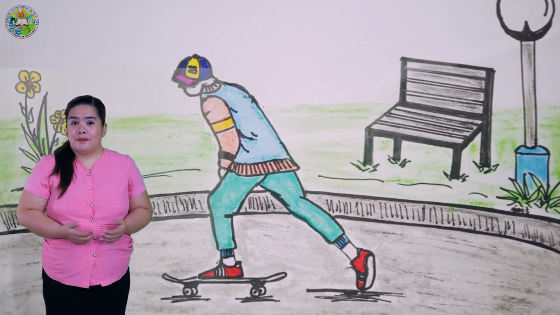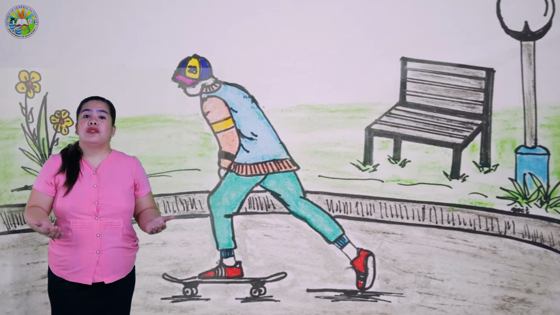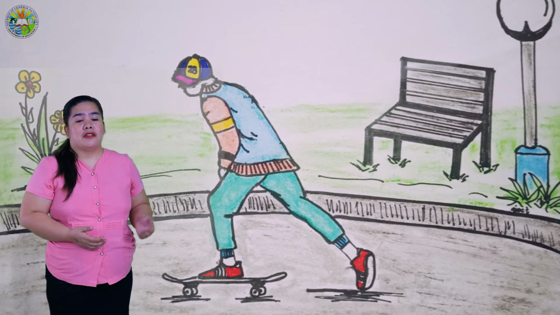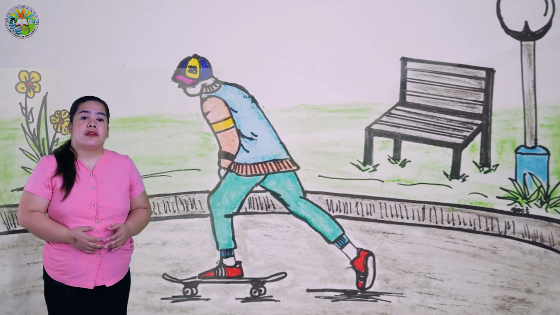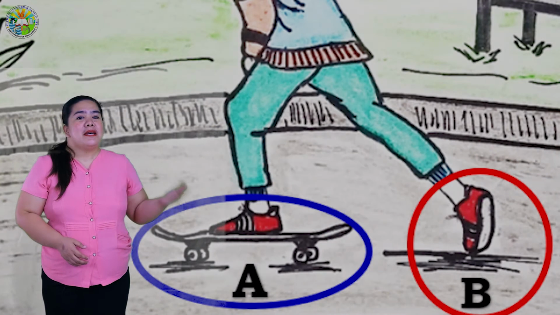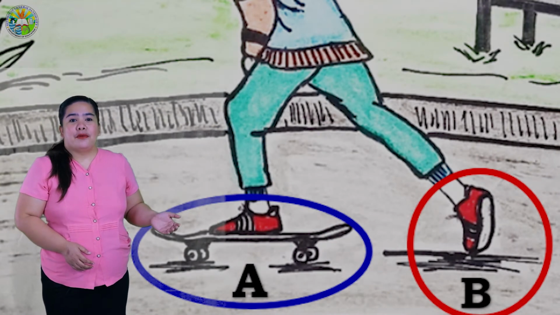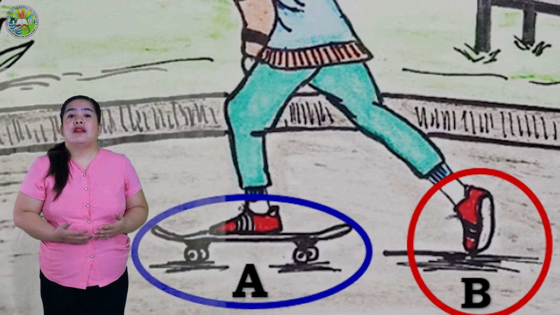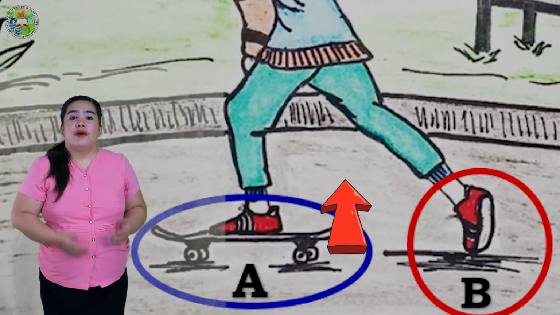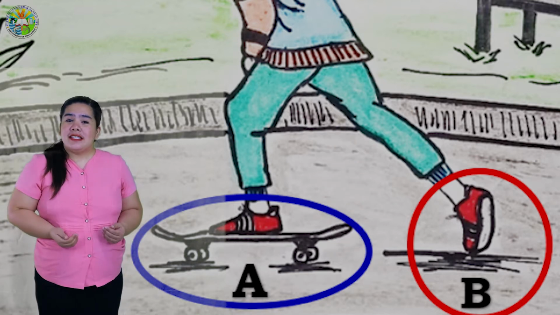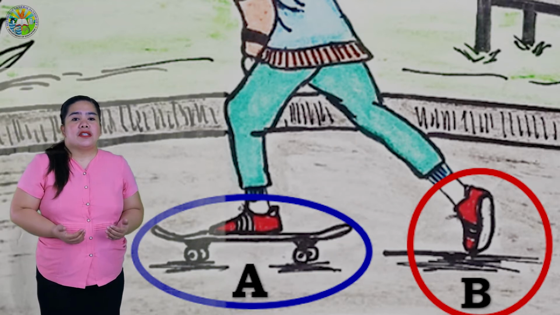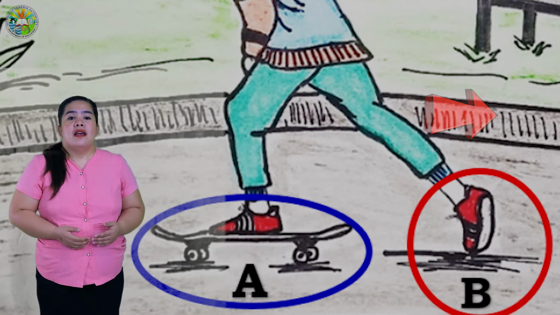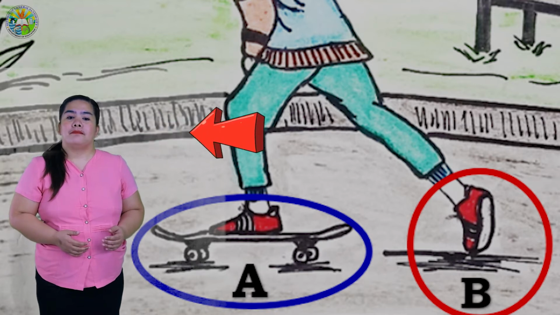Have you seen it? As you can see, there are more than two systems or pairs of action-reaction forces that can be identified in the given illustration. But let us just consider these two systems. For system A, we have the gravity pulling the skater downward for our action force, and we also have the ground pushing the skater upward for our reaction force. And for system B, our action force here is the skater pushes the ground backward, while the reaction force is the ground pushes the skater to move forward.